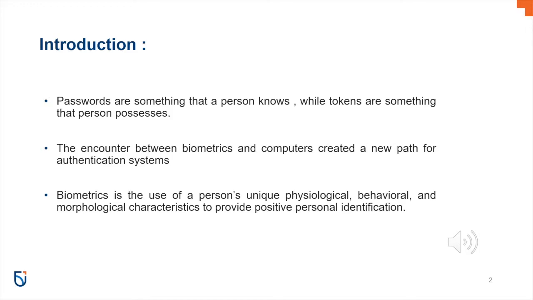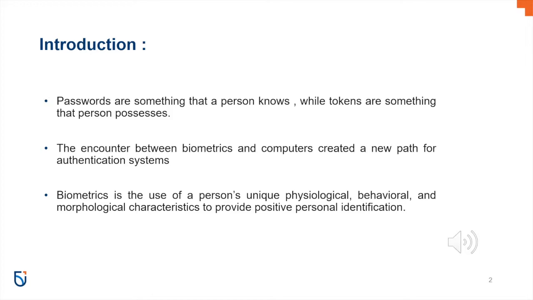In 1971, A.J. Goldstein, L.D. Harmon, A.B. Lesk published the first paper that describes how human faces can be identified by humans and by computers. These studies formed a foundation for continuing researchers on real-time man-machine interaction for computer classification and identification of multi-dimensional vectors specified by noisy components. The encounter between biometrics and computers created a new path for authentication systems in the following years.